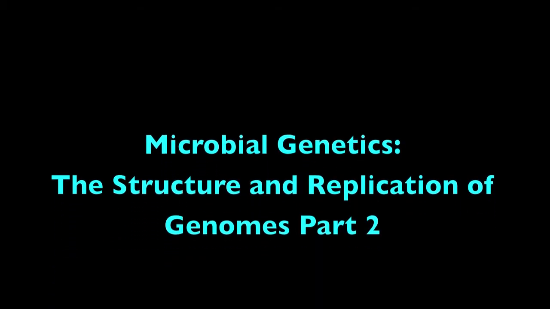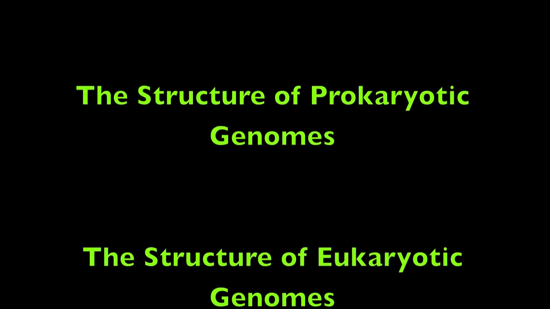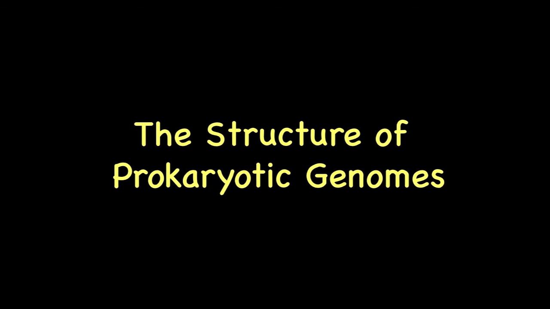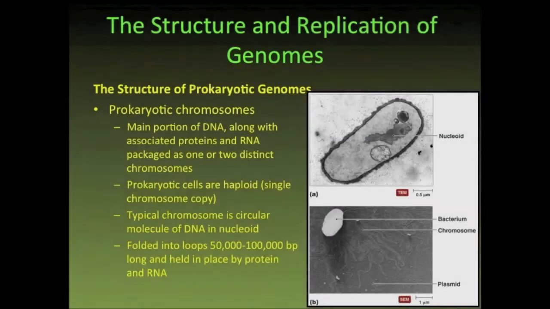In this video, we will be discussing the structures of the prokaryotic and eukaryotic genomes. The typical prokaryotic cell will contain a single circular chromosome. Cells that have a single copy of a chromosome are known as haploid cells. The chromosome of prokaryotic cells is located within a region of the cytoplasm known as the nucleoid. The DNA of the chromosome must be packaged to fit within this region.